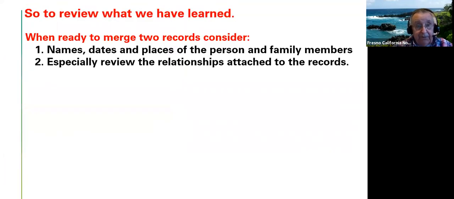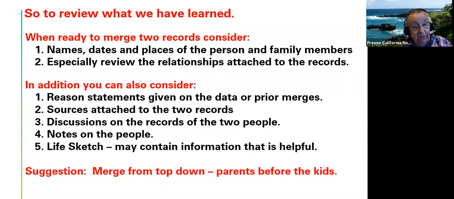Okay, so to review. When ready to merge two records, consider this: the names, the dates, the places, and the family members. Especially review those relationships. And then in addition, you can try looking in the records for previous reason statements that were given for either data or merge changes, the sources that are attached to the two records, discussions on the records of the two people, notes on the people. And oftentimes we're finding a lot of people are starting to use the life sketch on the person's homepage to put in suggestions and ideas for people so that they know that there's a problem here.